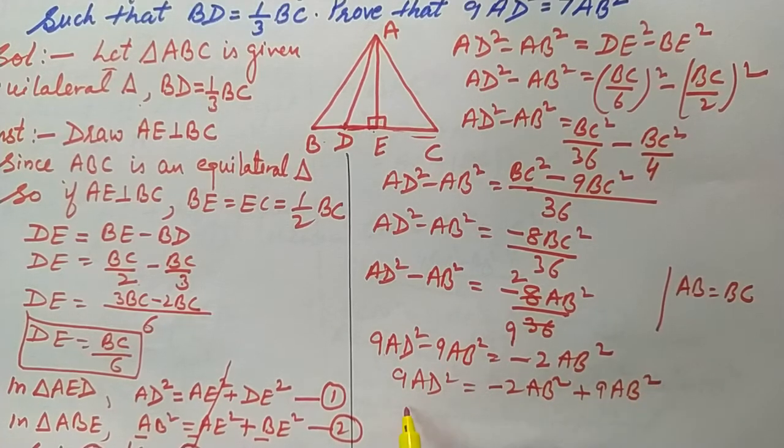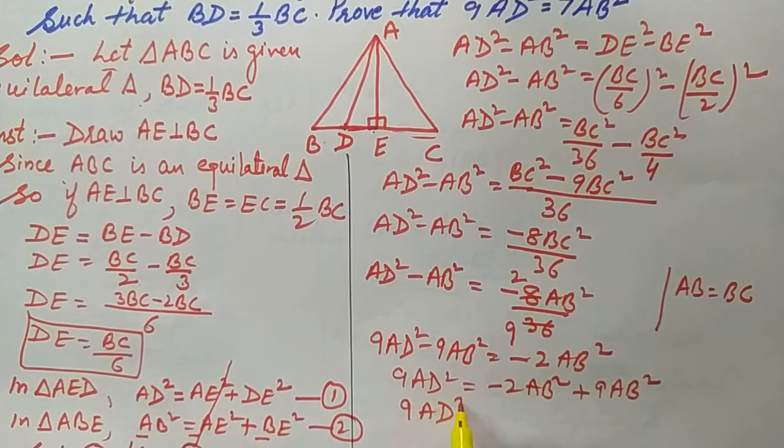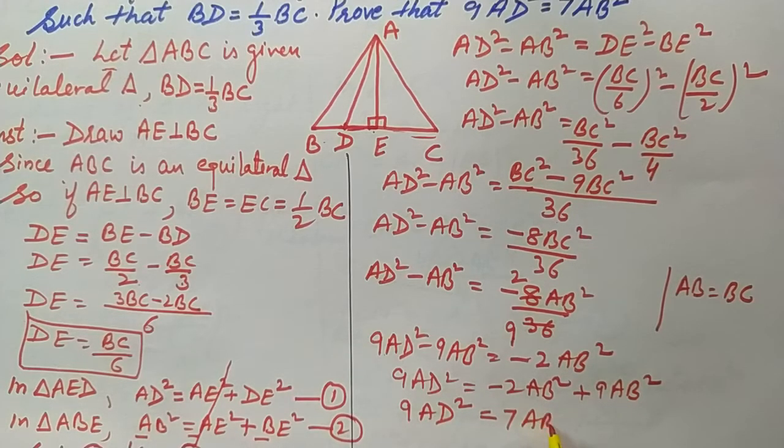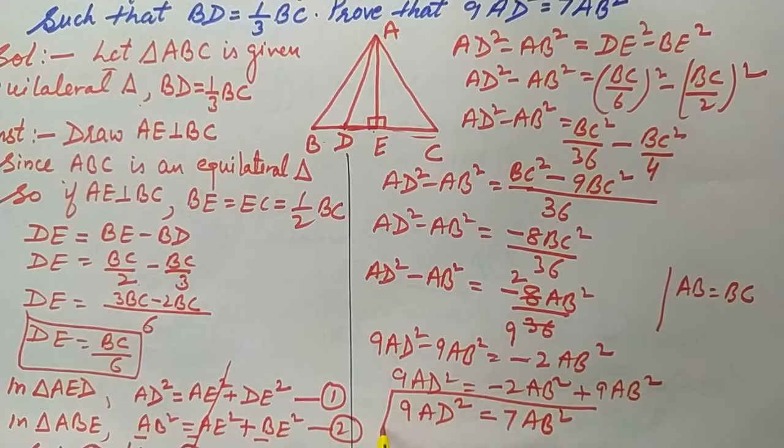So as you can see here, we are getting our answer. So 9AD square is equal to 7AB square, which is a plus now, and this is asked in the question. So it is a very easy question, and I tell you students, this is a very important question.